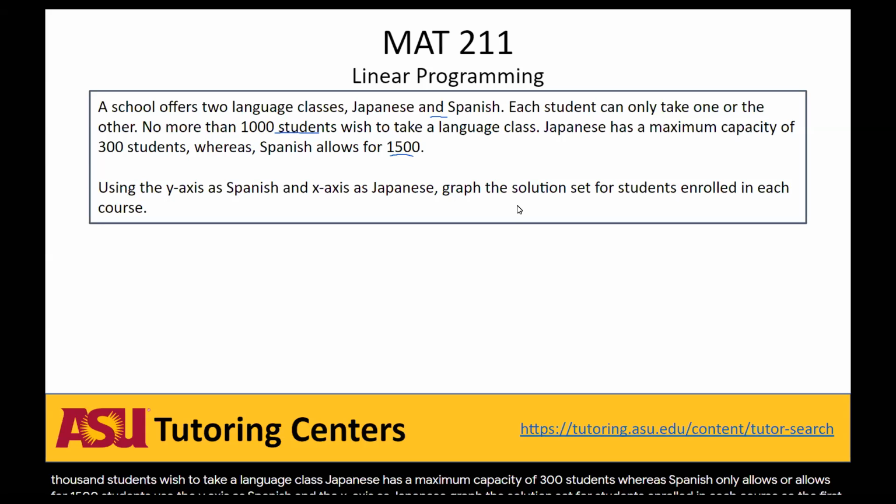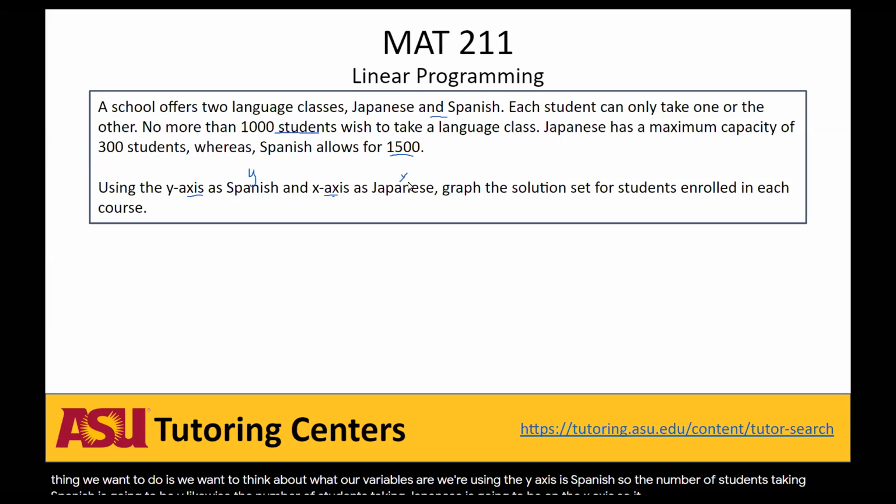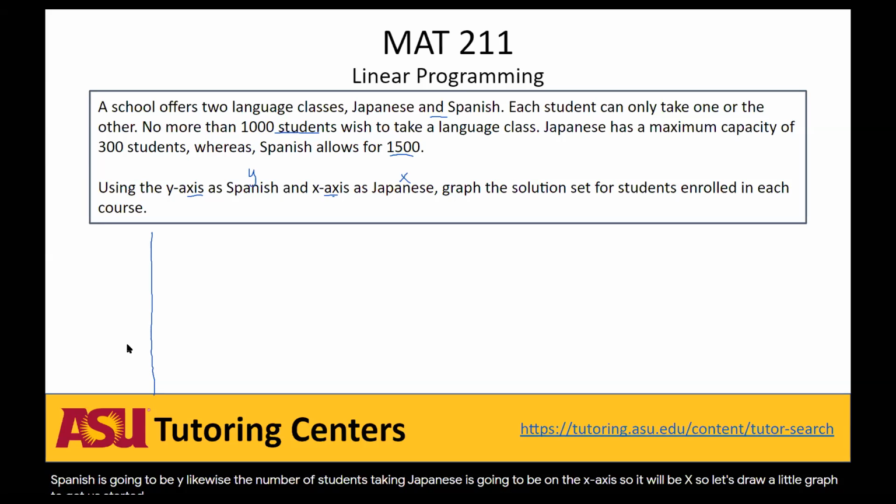So the first thing we want to do is think about what our variables are. We're using the y-axis as Spanish, so the number of students taking Spanish is going to be y. Likewise, the number of students taking Japanese is going to be on the x-axis, so it will be x. So let's draw a little graph to get us started. So this is our x and this is our y, and we know this is Spanish, and this is going to be Japanese.